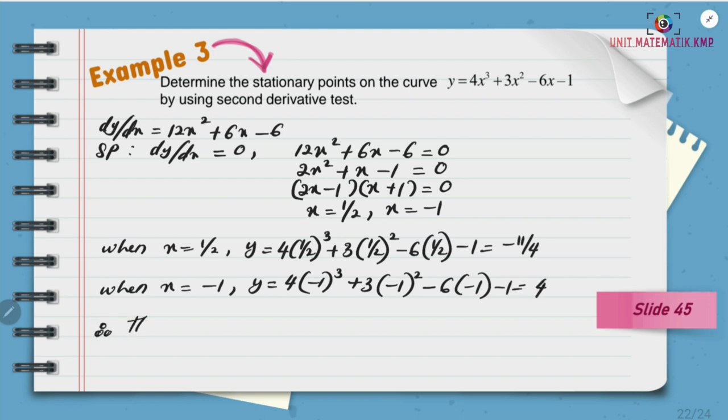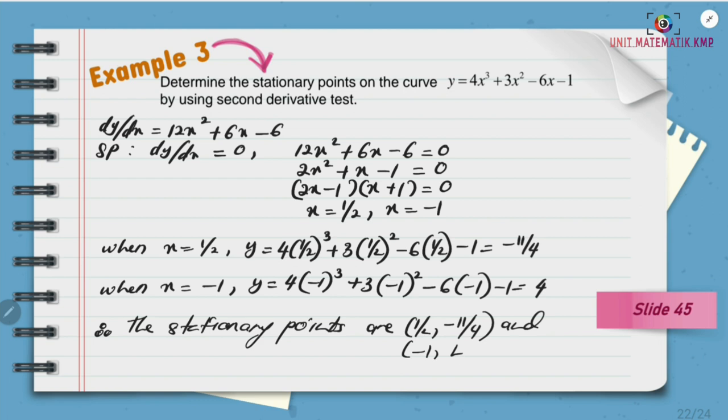Therefore, the stationary points are (1 over 2, negative 11 over 4) and (negative 1, 4).